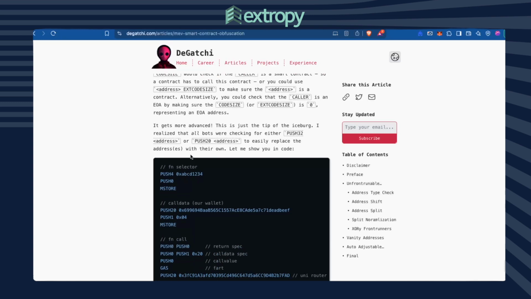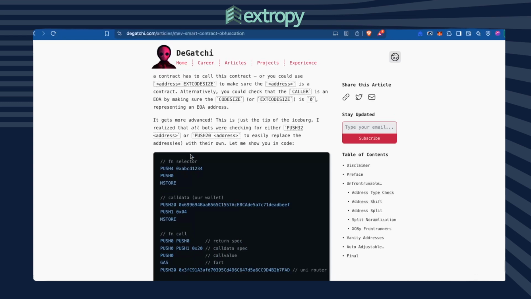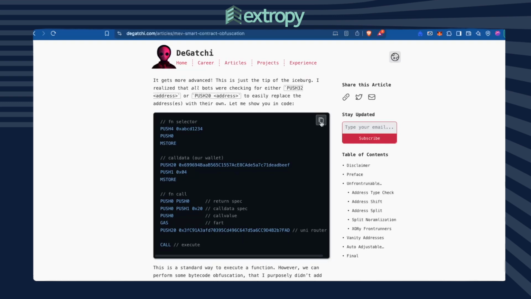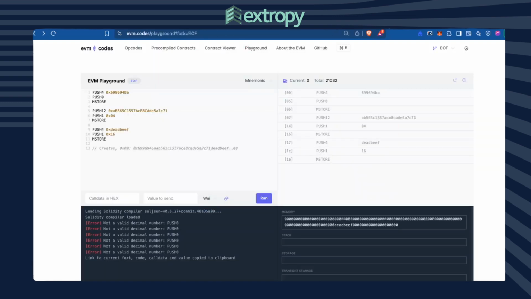But then apparently they're even more sneaky than that, and you get them looking for areas in the bytecode where you're doing a push onto the stack, which would be pushing an address. They might be doing a PUSH32 or a PUSH20, and when they see that, they could try replacing that with their own address. So why don't we try some of this out?